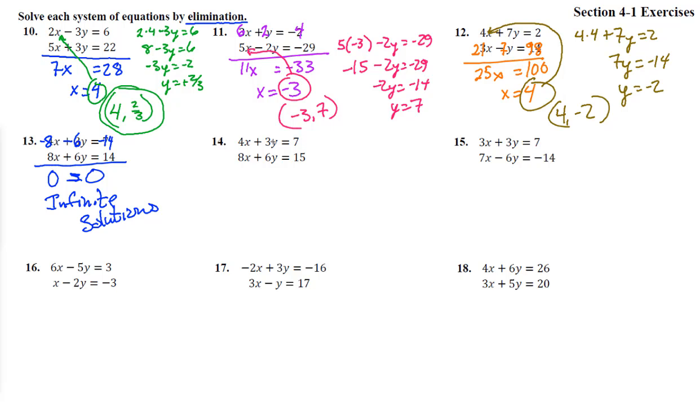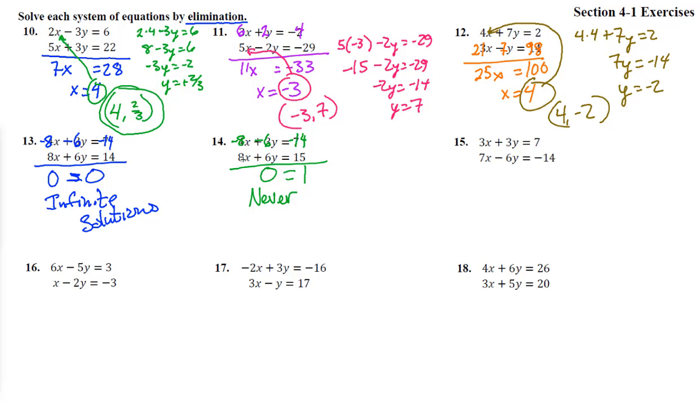Very similar, it looks like. 4x plus 3y equals 7, 8x plus 6y equals 15. So if we multiply the top again by negative 2, we get negative 8x minus 6y equals negative 14. Add those together, and we now have 0 equals 1. 0 equals 1. That never happens. That means that these two lines are parallel.